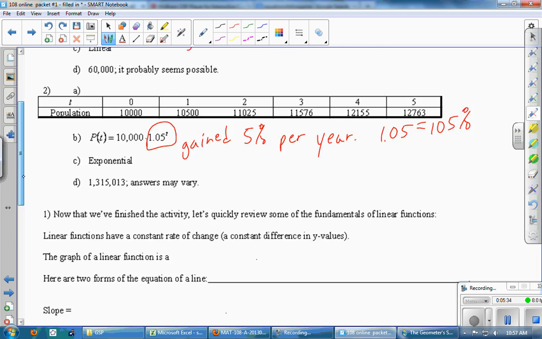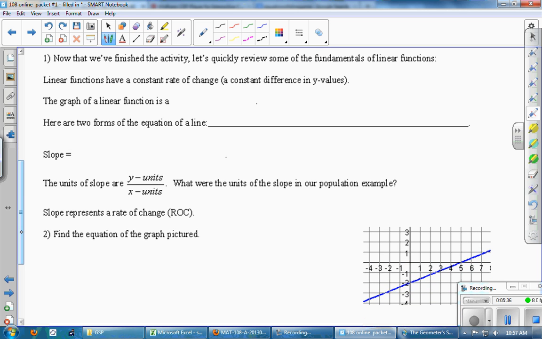Okay, so moving on down here to number 1. Now that we've finished the activity, let's quickly review some of the fundamentals of linear functions. Linear functions have a constant rate of change, that is a constant difference in y values. The graph of a linear function is a, okay, so fill in the blank with a word. What's the graph of a linear function? It's a line. You can see the word line right there at the start of linear.